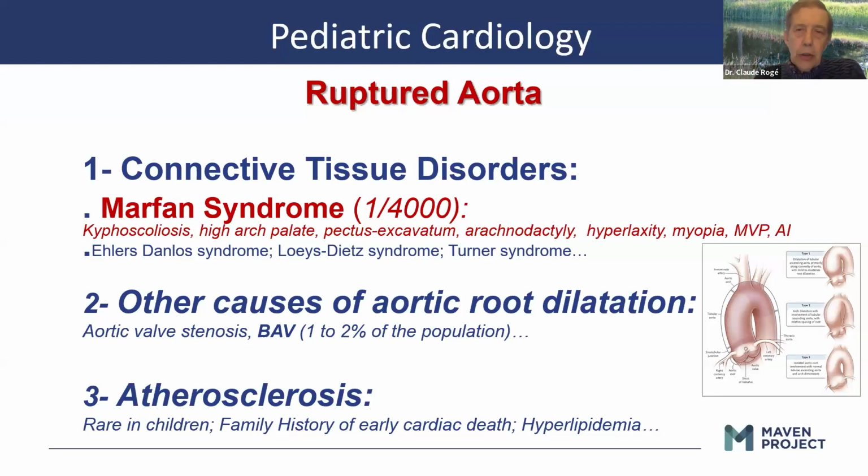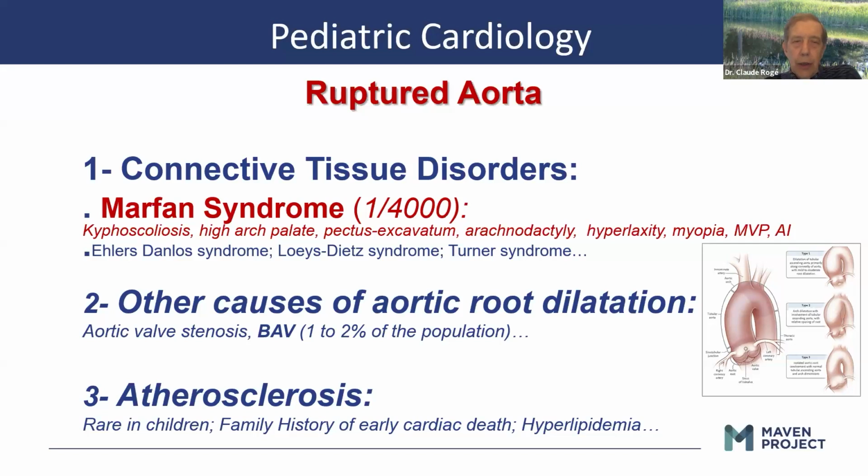Now, there are other causes of aortic root dilatation, of course, but the most common one is bicuspid aortic valve, because 1 to 2% of the population has that. But usually the aortic root dilatation is not bad enough in children to cause a risk of sudden death from aortic rupture. But as the patients get older, that becomes a potential thing.